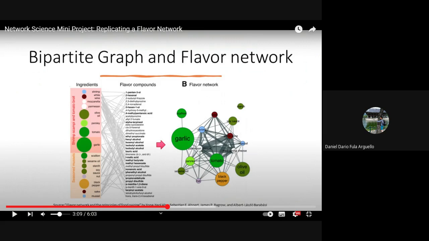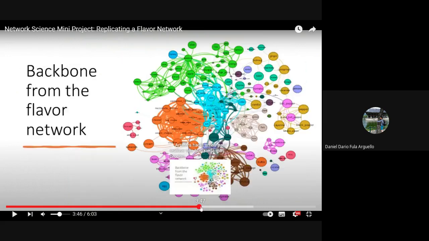As you could see, there were so many ingredients and flavor compounds, so the network was really big. In this case, it's just for two recipes, but I think our main problem here was trying to construct the full flavor network with all ingredients of the dataset. That was our main challenge.